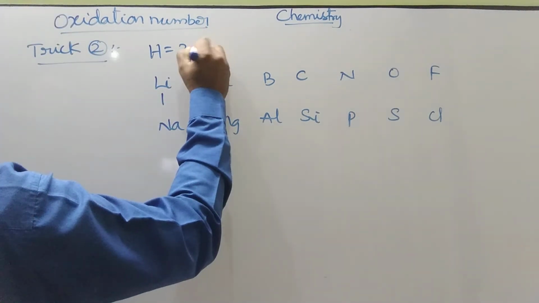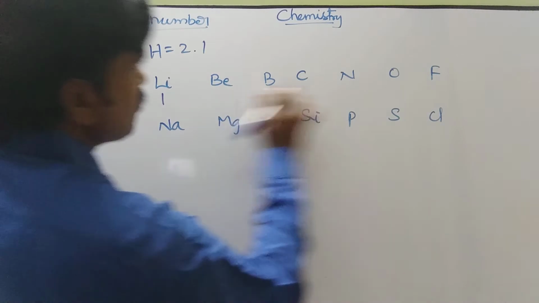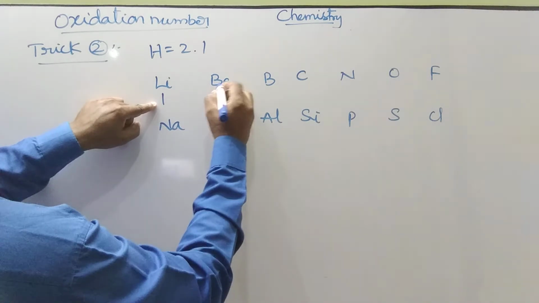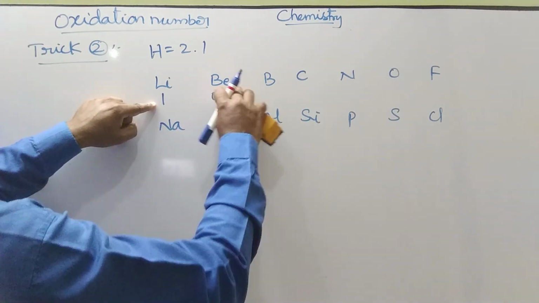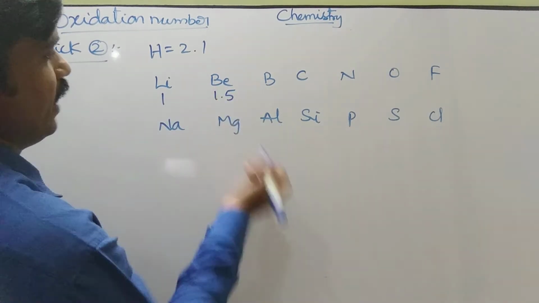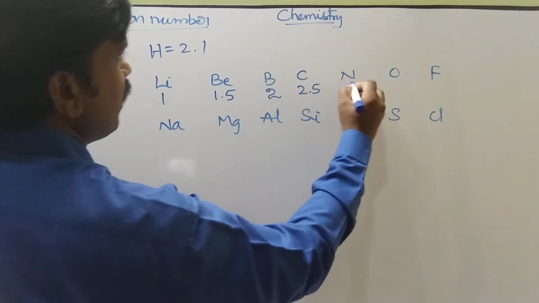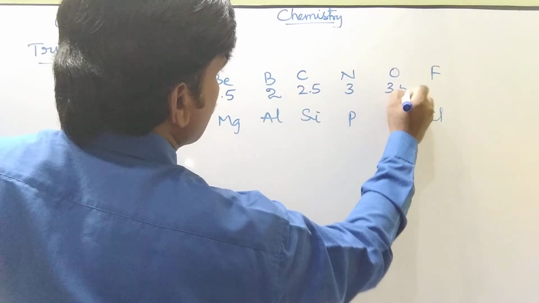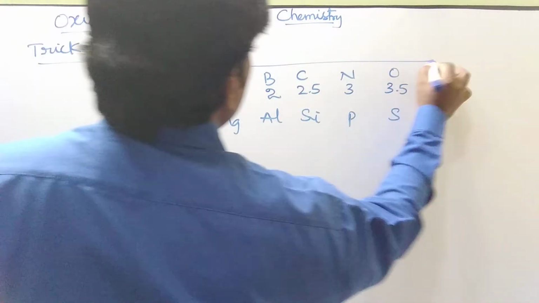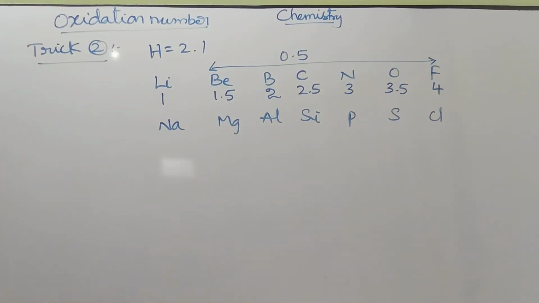Generally, hydrogen electronegativity value is 2.1. We have to practice that. Lithium electronegativity value is 1. After lithium onwards, till fluorine, we should add 0.5. So 1 plus 0.5, here it is beryllium electronegativity value. Add 0.5 to 1, so it is 1.5. Add 0.5 is 2, electronegativity for boron. Carbon electronegativity 2.5. Nitrogen electronegativity 3. Oxygen electronegativity 3.5. Fluorine electronegativity 4. From beryllium to fluorine, we are just adding 0.5.